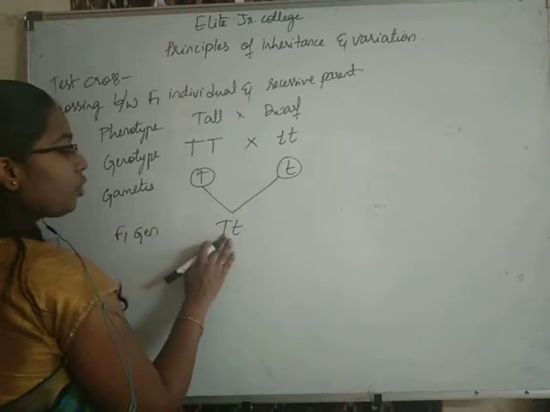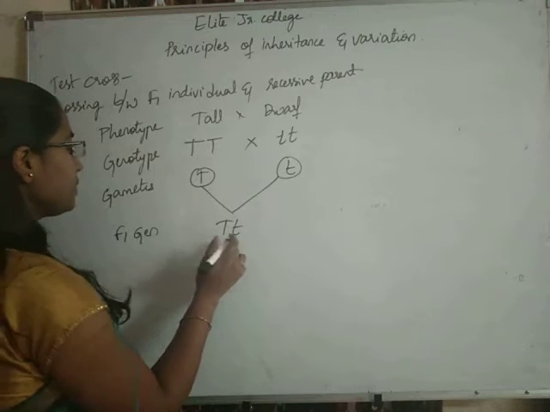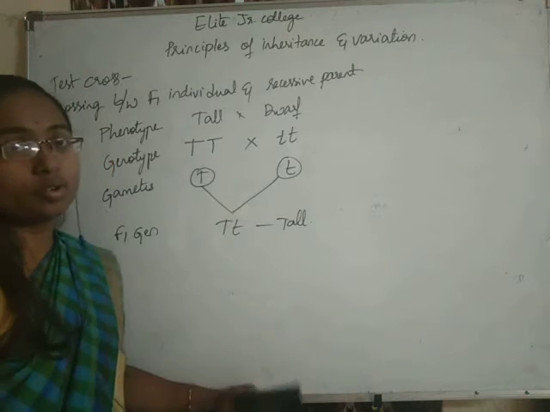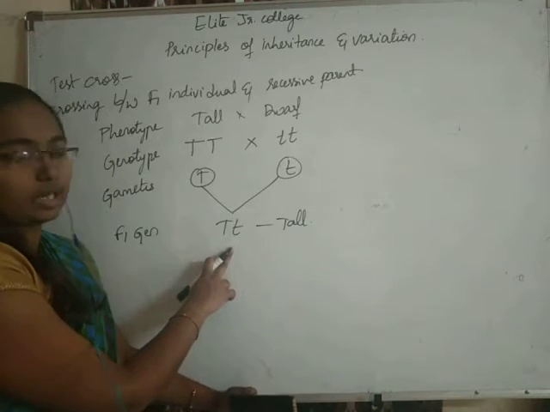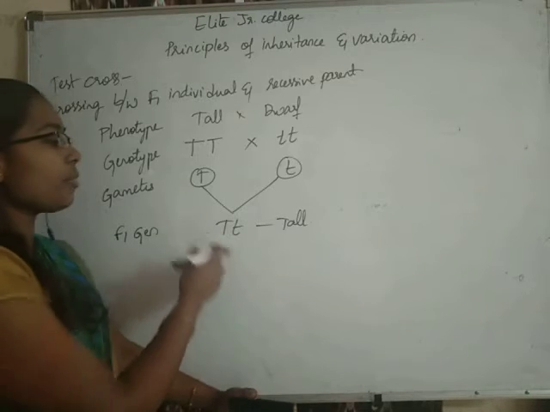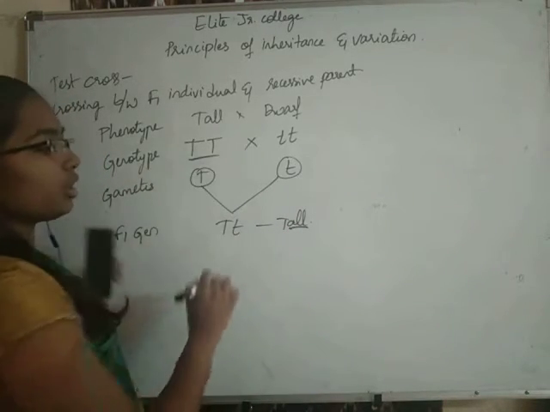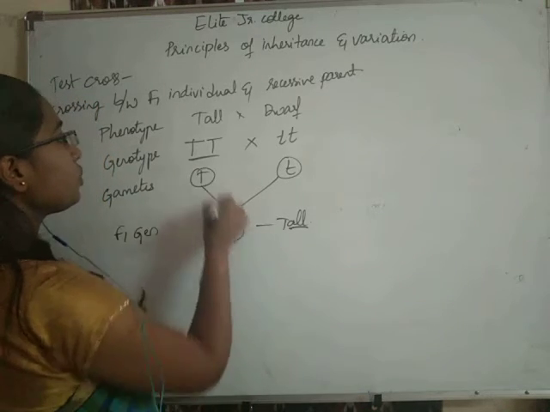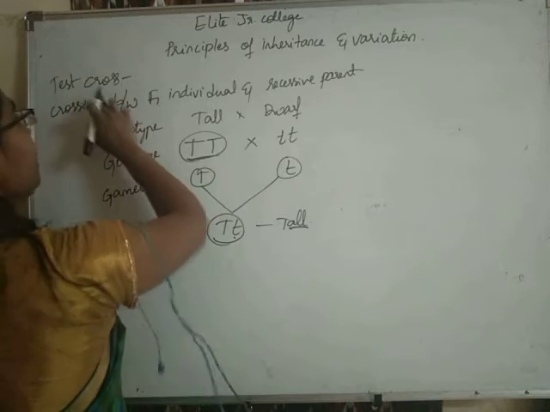We don't know exactly what the genotype of this individual is. We have observed the phenotype of this individual to be tall, but Mendel doesn't know if it is a homozygous tall or a heterozygous tall. The dominant character tall is exhibited, so this is also tall and this is also tall. How can we say if the tall individual has this genotype or that genotype? It is observed by making a test cross.